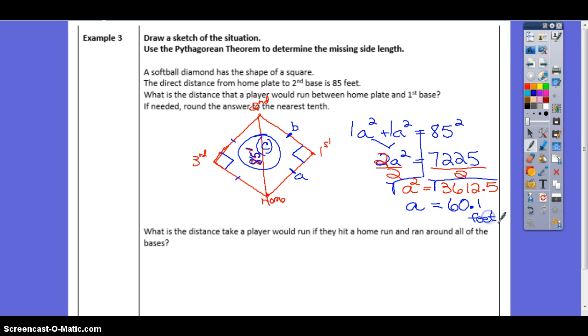What did we just solve for? What does that tell me? What is 60.1 feet? From home to first? 60.1 feet. What else do I know then? First, second, third. Exactly. All of these are 60.1 feet. Am I done? Say no. No. What do I need to find out?